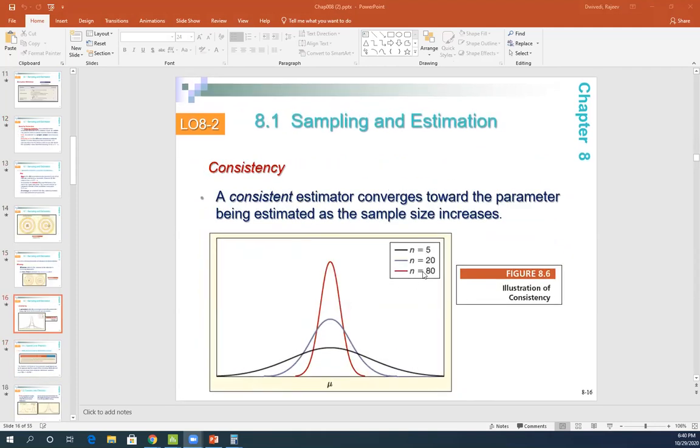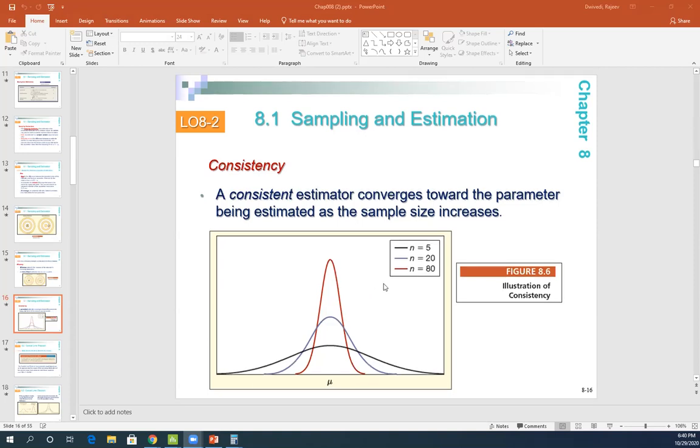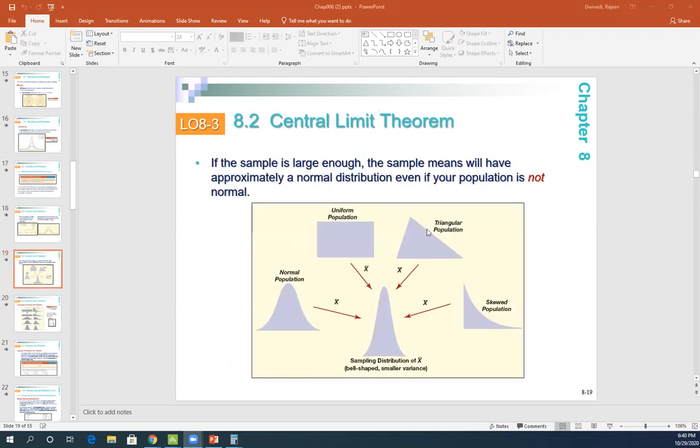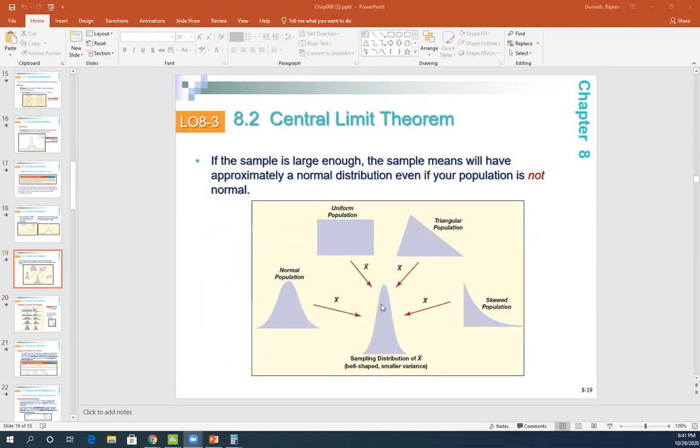As you go on, if your sample size is larger or bigger, n equal to 520, you can see the shape of the distribution becomes more and more symmetric and normal. This is what I was saying: if the sample is large enough, every distribution, uniform, triangular, normal, skewed, whatever you have, will follow the bell-shaped or normal distribution. Every distribution will convert into this form.